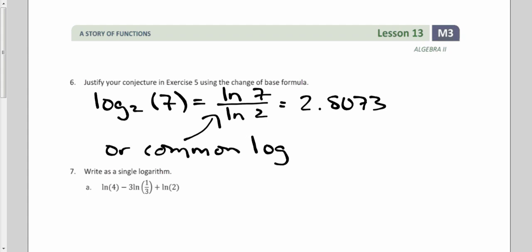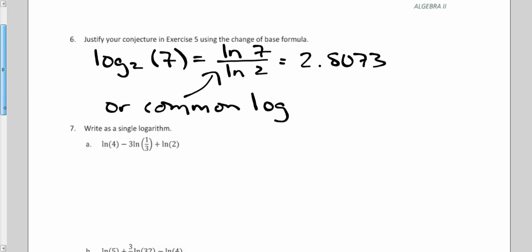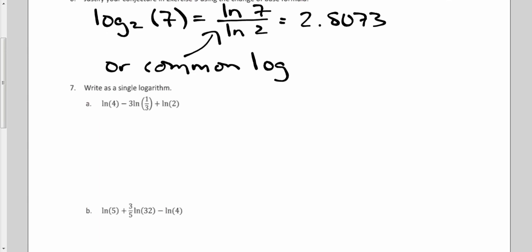Remember, common log is base 10, natural log is base e. Now, we're going to write number 7. Again, we're going back to the product property. We're going to condense this expression into a single logarithm. So let's do that. Natural log of 4. I'm going to leave that alone for now because I'm going to focus on this guy right here.